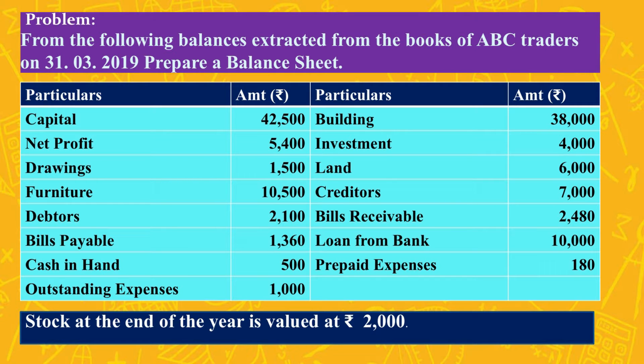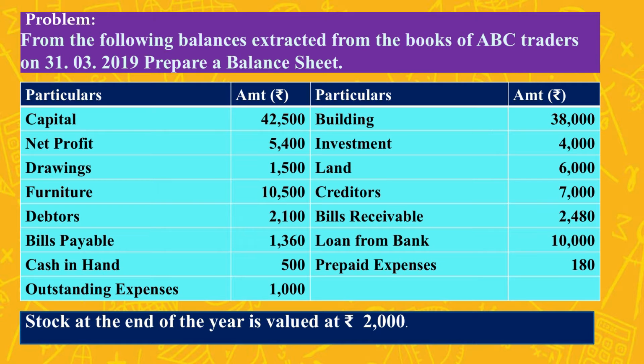From the following balances extracted from the books of ABC Traders on 31/3/2019, you are asked to prepare a balance sheet. Let us take a look at the information provided to us. Capital 42,500, net profit 5,400, drawings 1,500, furniture 10,500, debtors 2,100, bills payable 1,360, cash in hand 500, outstanding expenses 1,000, building 38,000, investment 4,000, land 6,000, creditors 7,000, bills receivable 2,480, loan from bank 10,000, prepaid expenses 180. Below that, stock at the end of the year is valued at rupees 2,000.